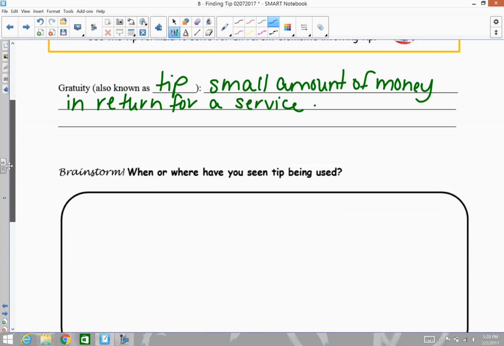Today, we're going to start learning about gratuity, also known as tip. Gratuity is a small amount of money in return for a service. I'm sure that there's been plenty of times where you've heard or seen tip being used. Once you get your definition written down, I'd like you to add those examples to the brainstorm below. So let's pause the video, take 1 to 2 minutes for yourself to brainstorm when or where you might have seen tip being used.